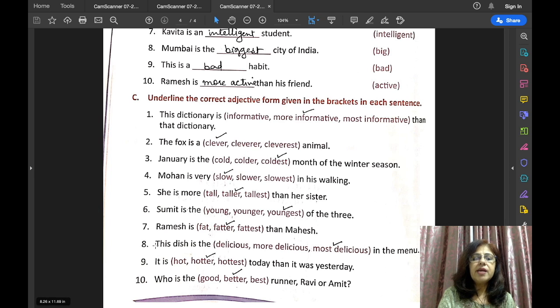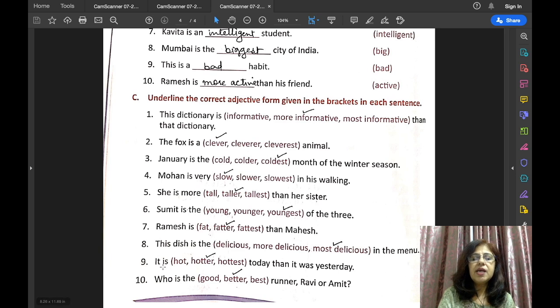Sentence number 8, this dish is the dash in the menu. So many dishes are written in the menu. So we will use the superlative degree. So we are using the article. This dish is the most delicious in the menu.